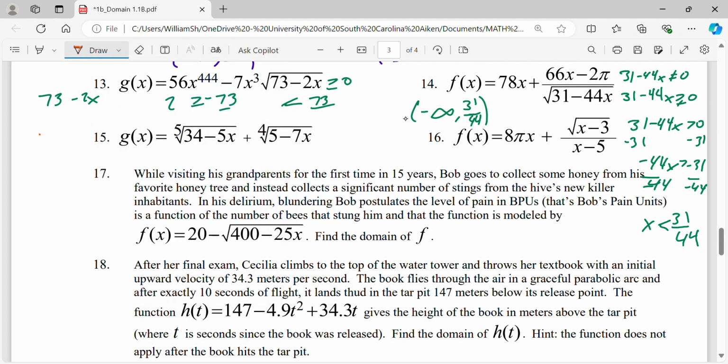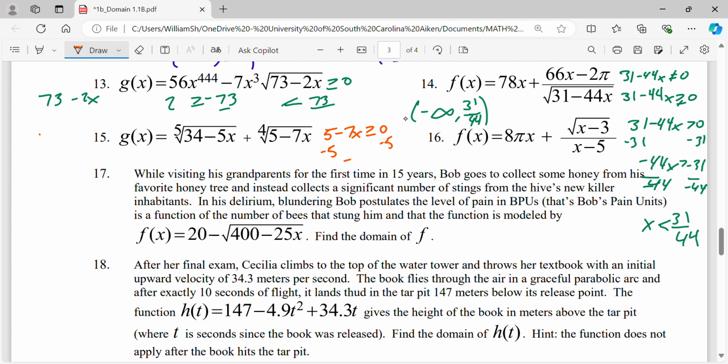Number 15 says g of x equals the 5th root of 34 minus 5x plus the 4th root of 5 minus 7x. Alright. We don't have to worry about the 5th root because it's odd, but we do have to worry about the 4th root because it's even. So we need to look at 5 minus 7x being greater than or equal to 0. We can solve that out pretty easily here.